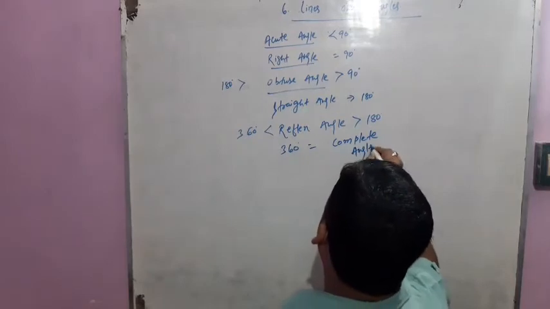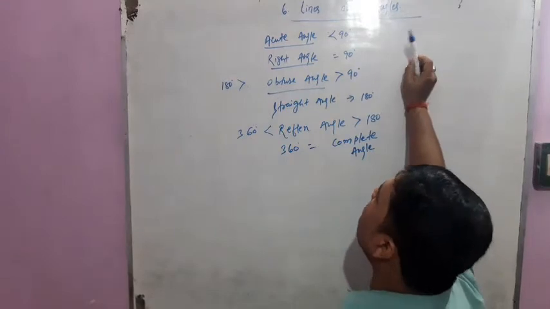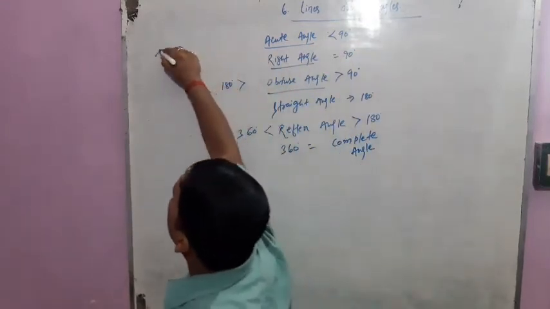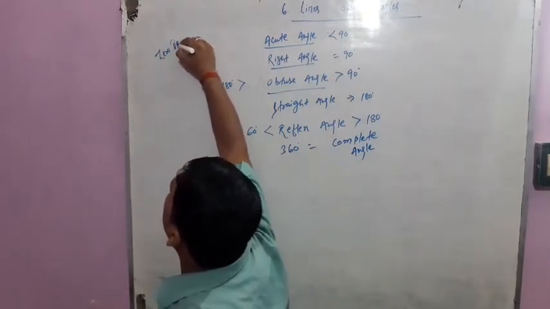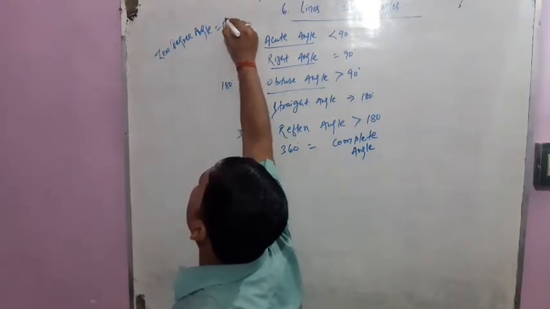Complete angle. Okay. There is also the 0 degree angle. The angle of 0 degrees is known as a 0 degree angle.